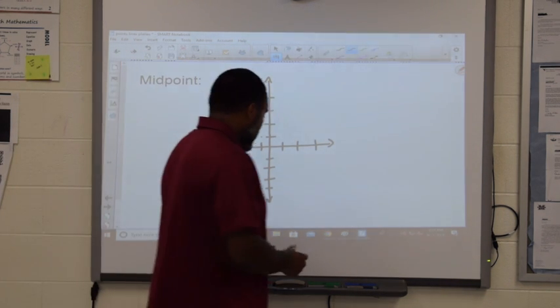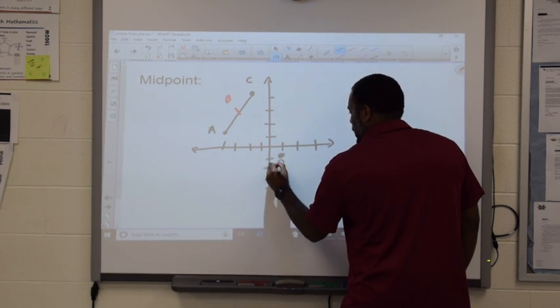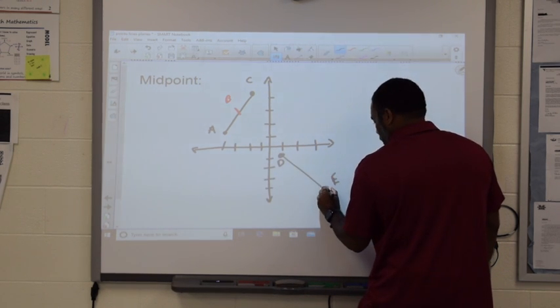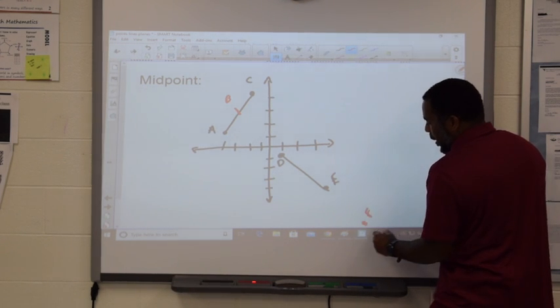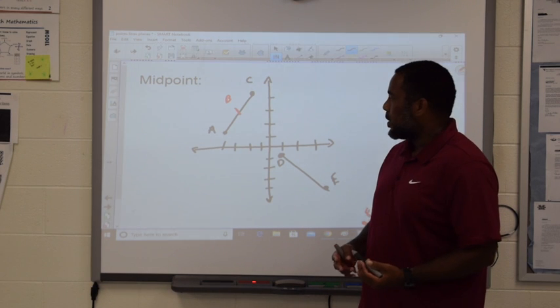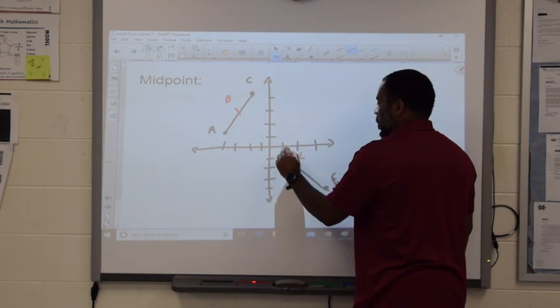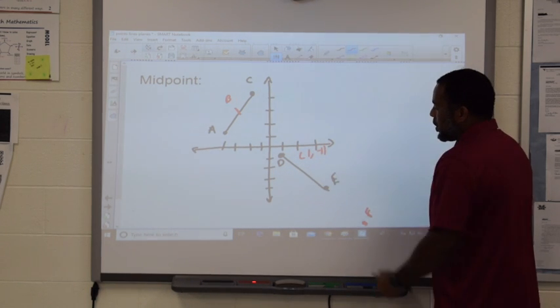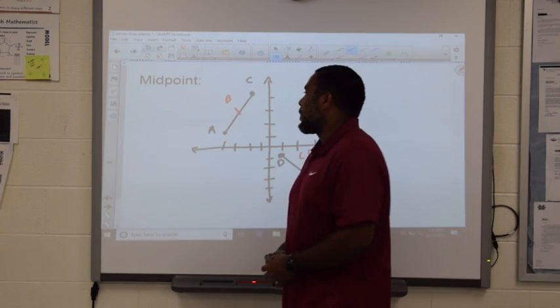Another case: if you have a point D and a point E, and I'm trying to find where is F, what coordinate, what point. Here we know this point D looks to be at 1, -1. E is at some location out here, and where is F?